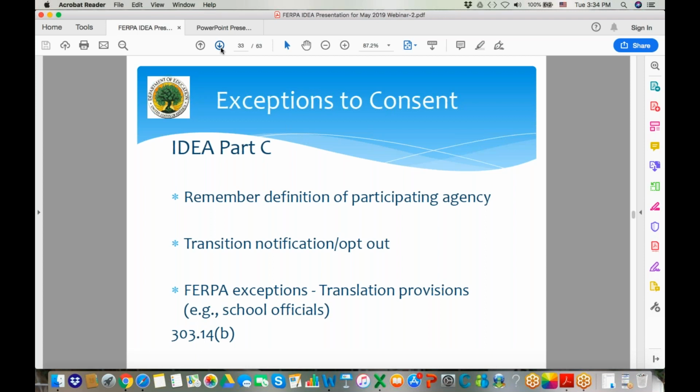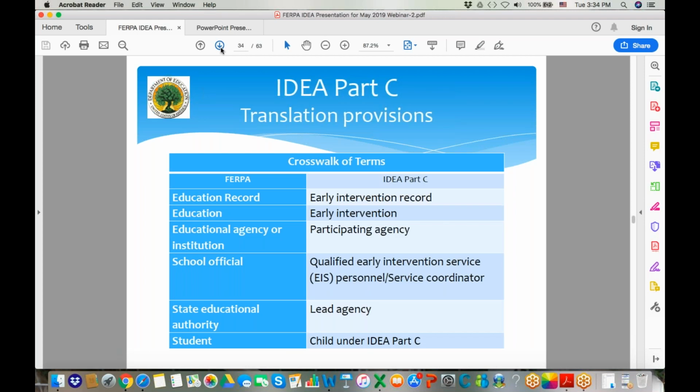Next slide, please. And these are the translation provisions to apply the FERPA exceptions to the Part C program. Next slide, please.